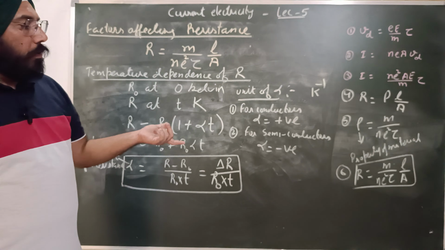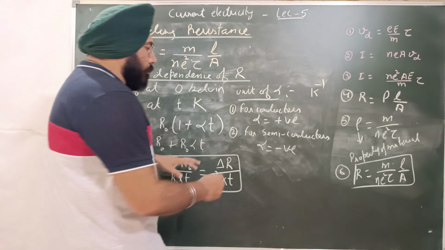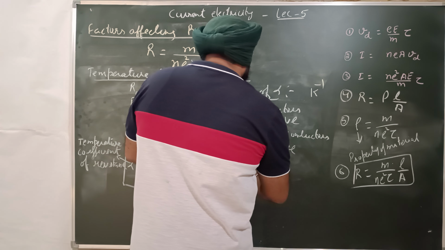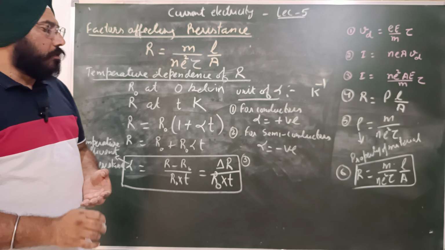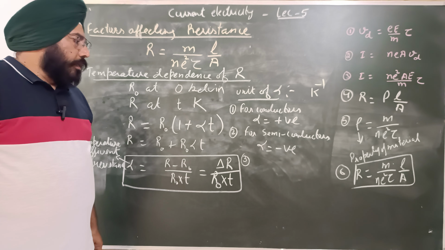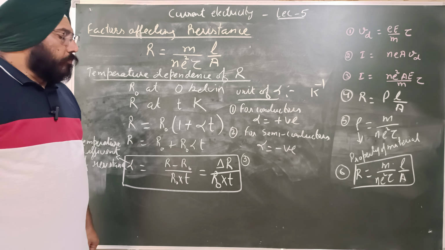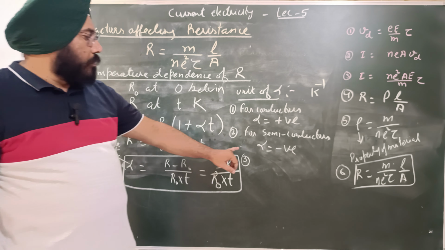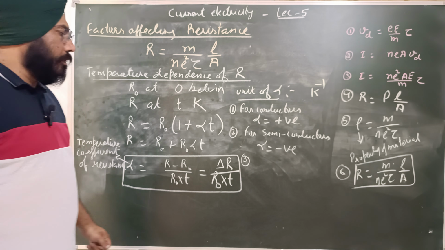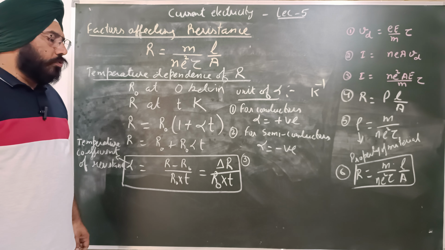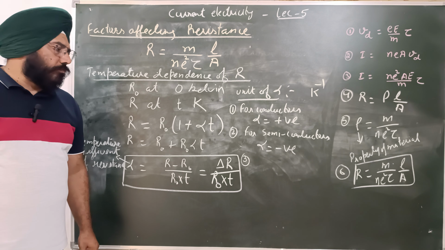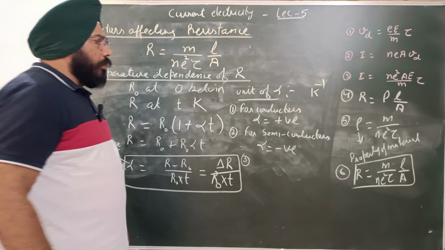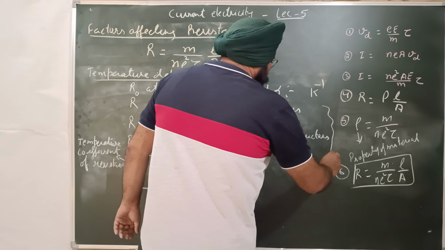One material is called a thermistor. A thermistor is a device that is used to measure small changes in temperature. For thermistors, alpha is very large. Alpha very large means the material used will be very sensitive to temperature. But we need these two mainly.